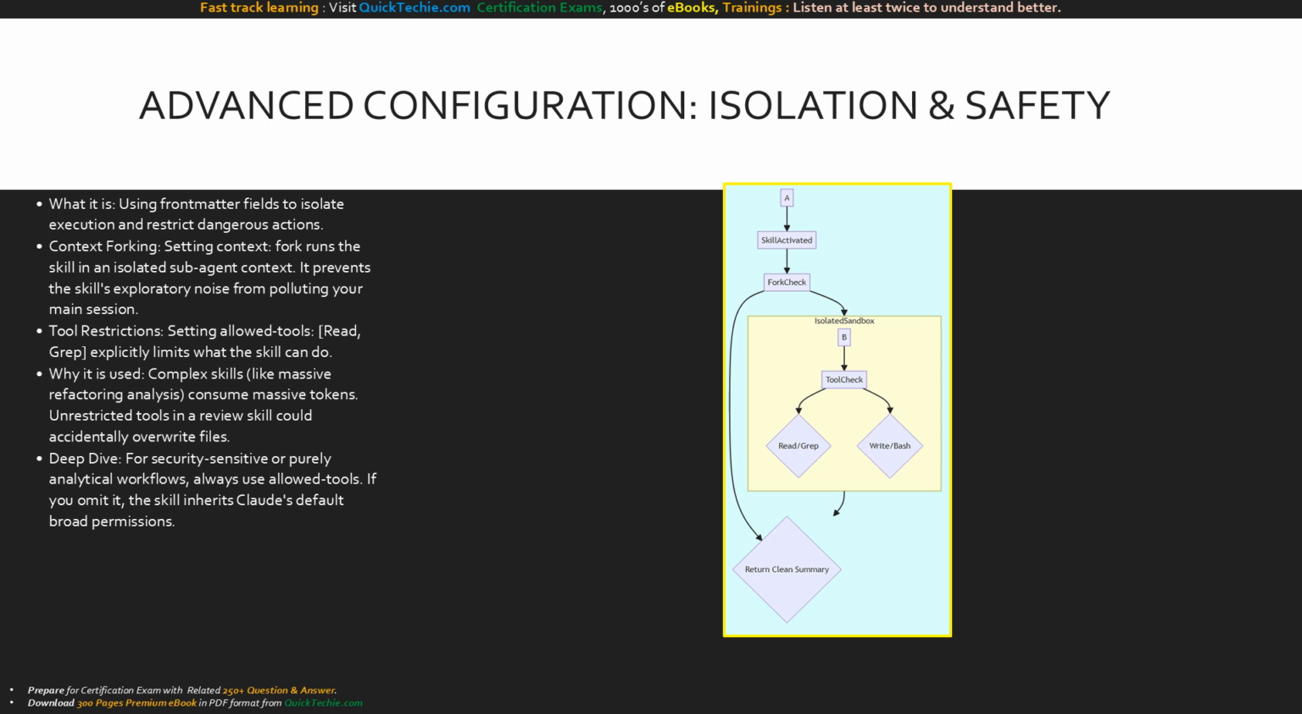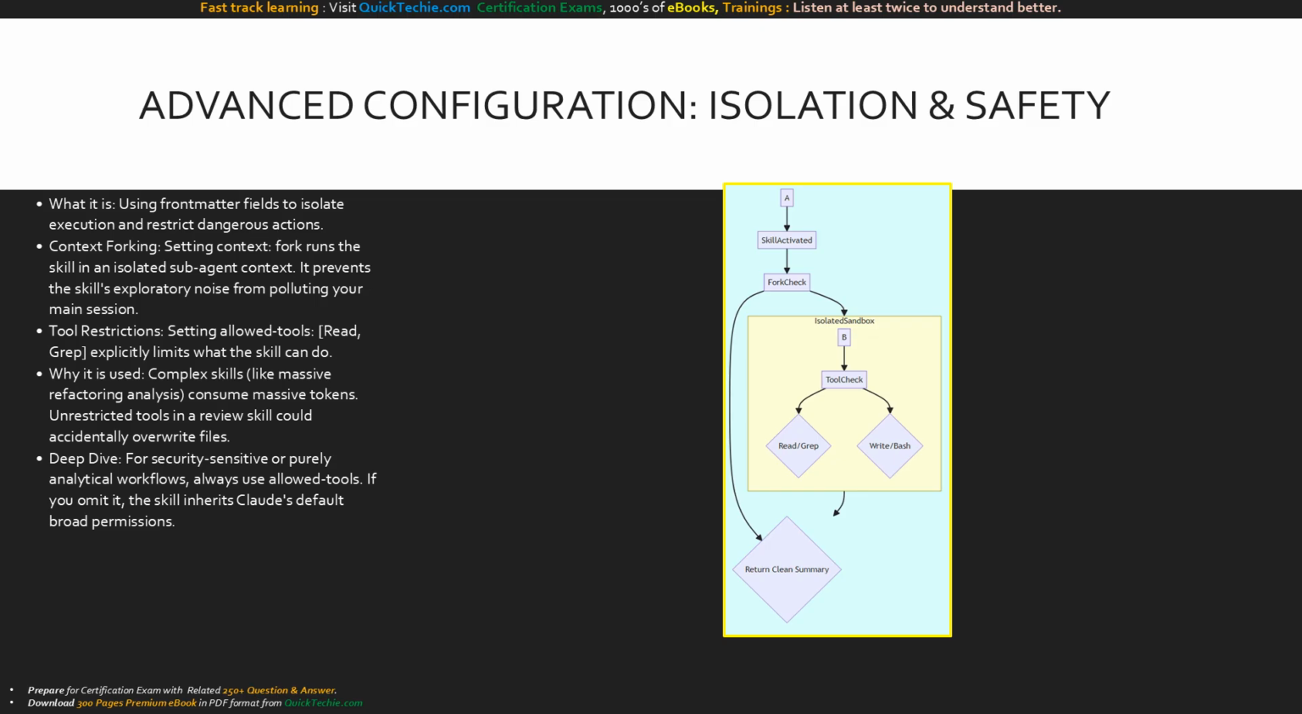Second, tool restrictions. If you build a security audit skill, it should never modify your files. By adding allowed tools read, grep, you establish a hard security boundary. If the skill attempts to use the write or bash tools, it will be deterministically blocked. If you omit this field, the skill has full, dangerous access.